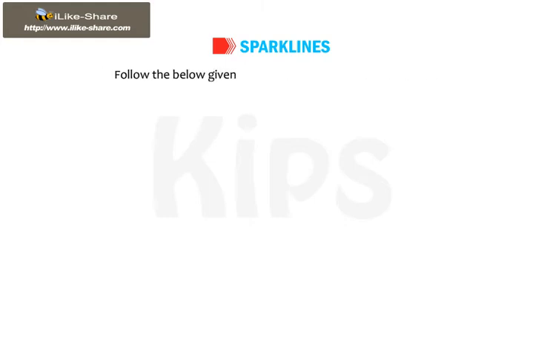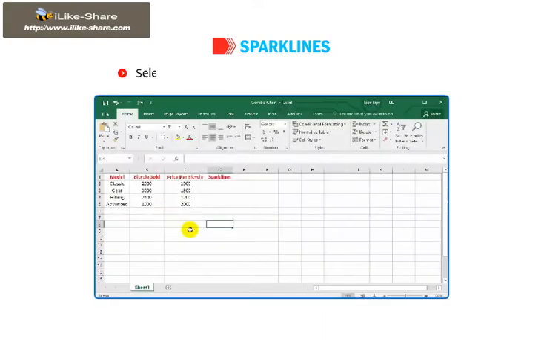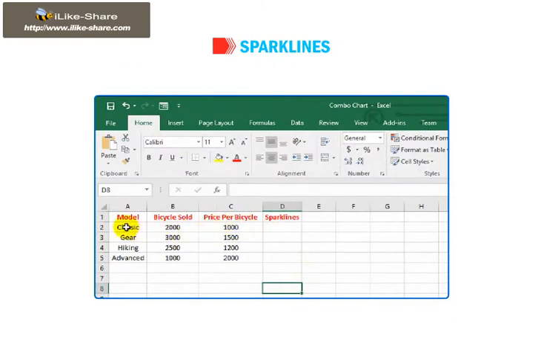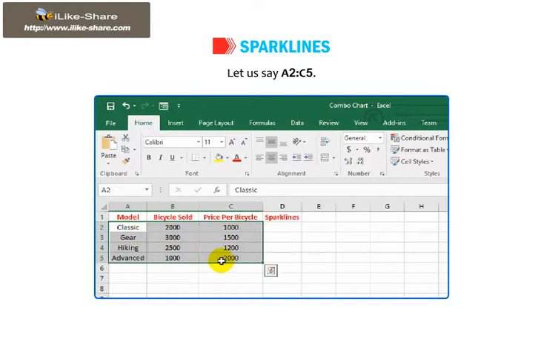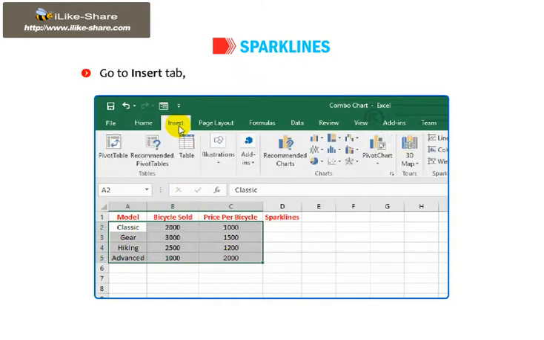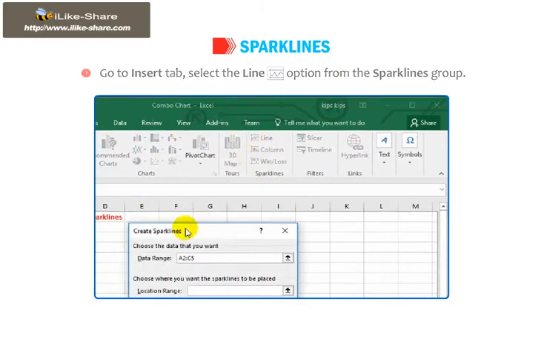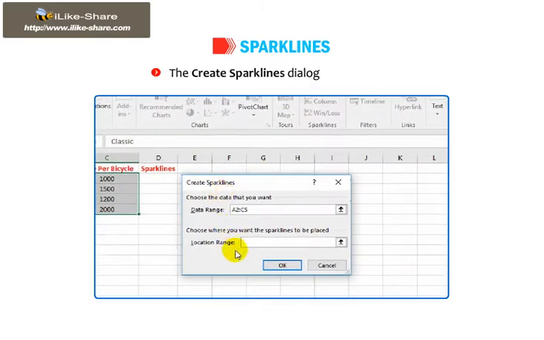Follow the below given steps to add Sparklines to your data. Select the data without selecting the column headings. Let us say A2 to C5. Go to Insert tab. Select the line option from the Sparklines group. The Create Sparklines dialog box appears.